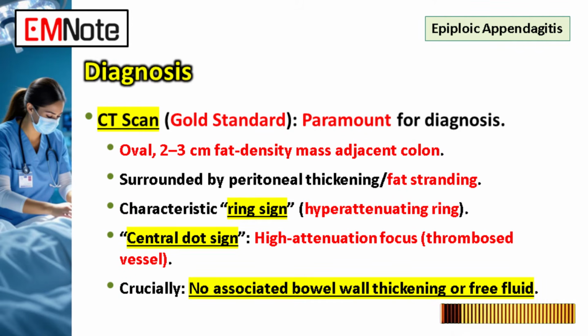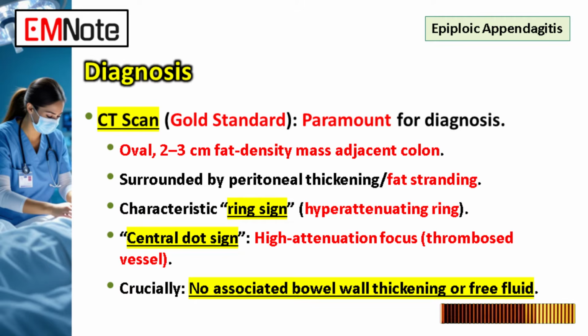Okay, oval fat lesion, inflammatory ring. What's the final definitive sign? The one that really clinches it? That's the central dot sign. It's a small, high attenuation dot, like a tiny bright spot right in the middle of the oval lesion. That dot represents the thrombosed blood vessel within the appendage's stalk. See that combo, oval fat lesion, ring, central dot, and you've got EA?